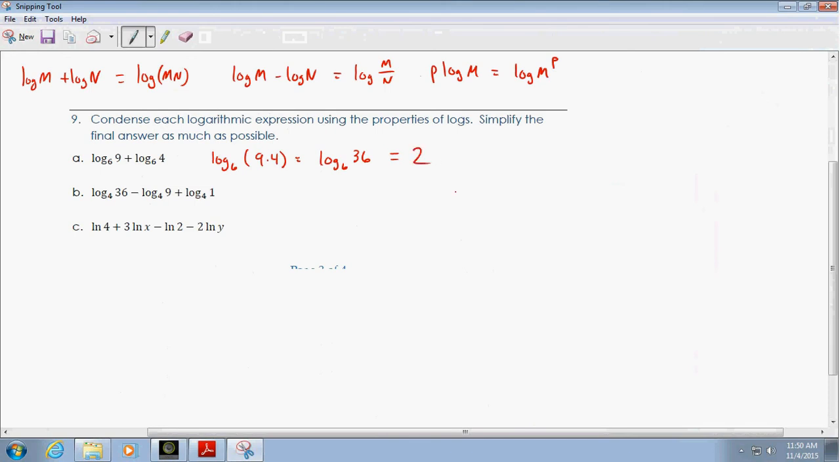So there's an example of getting two numbers. Log base 6 of 9, no clue. Log base 6 of 4, no clue. But when I add them together, I get 2. So I find that just kind of interesting.